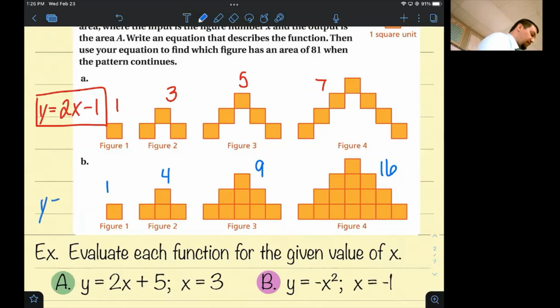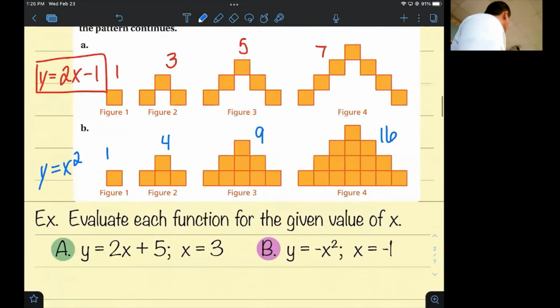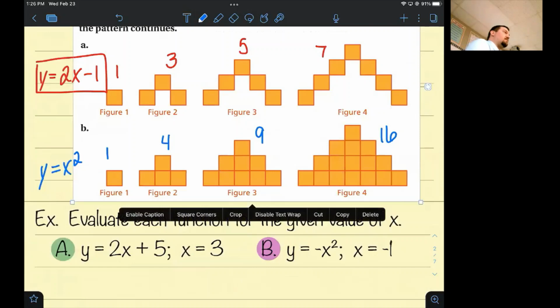I think it is right. I think when you plug in 1 and you square 1, you get 1. When you plug in 2 for figure 2 and you square it, you get 4. You square figure 3, you get 9. You square 4, you get 16. This is y equals x squared. This is the same function that we wrote up here, but a visual representation of what that actually looks like with squares. 1 squared, 2 squared, 3 squared, 4 squared.